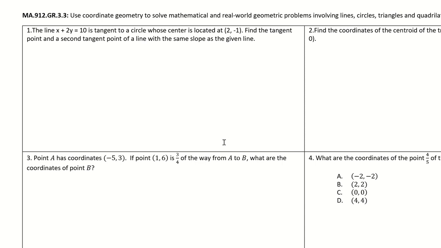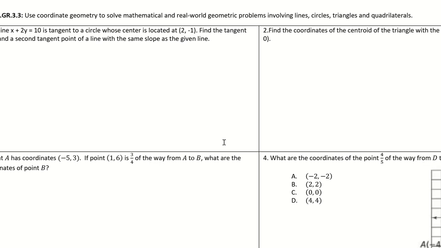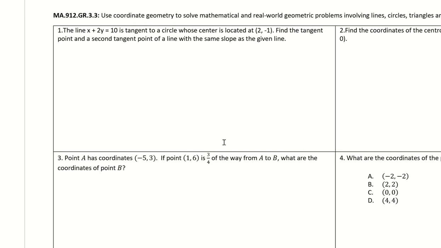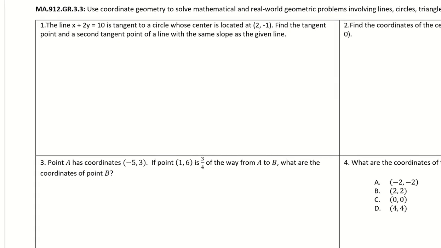So GR 3.3, use coordinate geometry to solve math and real world problems involving lines, circles, tangents, and quads. Number 1: the line x plus 2y equals 10 is tangent to a circle whose center is located at (2, -1). Find the tangent point and a second tangent point of a line with the same slope as the given.